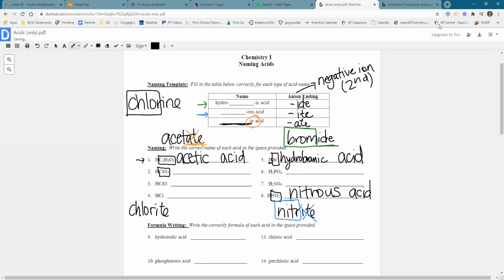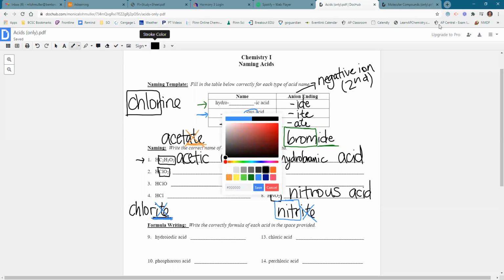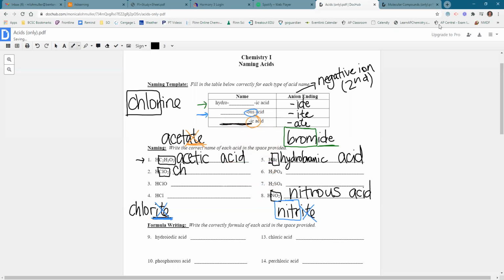And so this one, number 2, is going to be like number 8. Since it ends in the ITE, like the nitrite, we're going to get rid of the ITE part and add the OUS like we did on number 8. So the correct answer for number 2 is going to be chlorous acid.